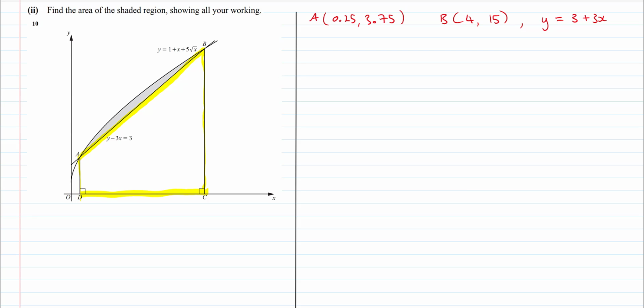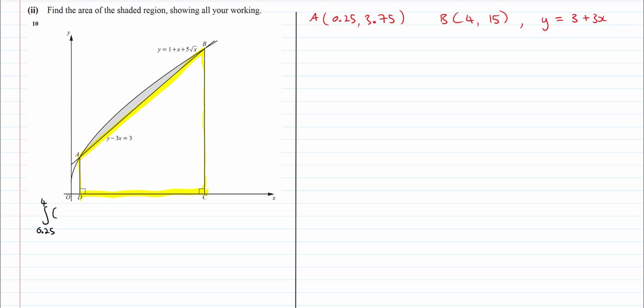integrals. So our larger function, the function that is greater on this interval, is y equals 1 plus x plus 5 root x. So we work that integral out, and then we subtract the integral of the lower function, which is y equals 3 plus 3x. Okay, so we'll write that out. So we have then the integral going from 0.25 up to 4. Those limits of integration are just the x coordinates of where those two curves intersect. So that was at the points A and B respectively.